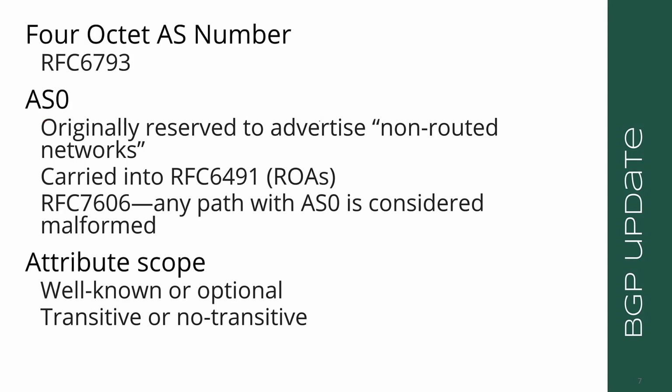Originally, if you put AS0 as your origin, it meant that this was a non-routed network. That meant you would never, ever send traffic to this destination. It was used to just carry magic numbers and remote triggered black hole type things around in BGP. This was carried into 6491, which is route origination attestations. We'll be talking about BGP security in a much, much later session of this BGP training, so you can just keep that in the back of your head.